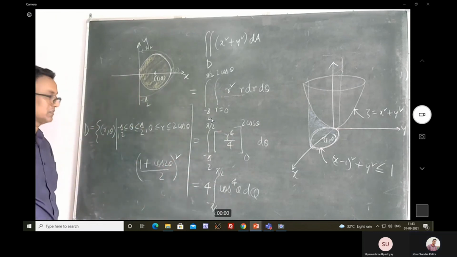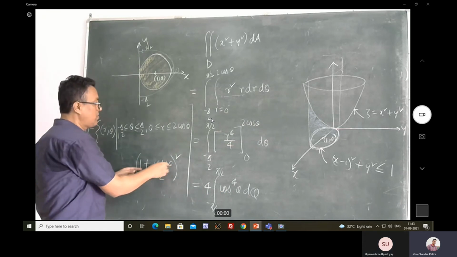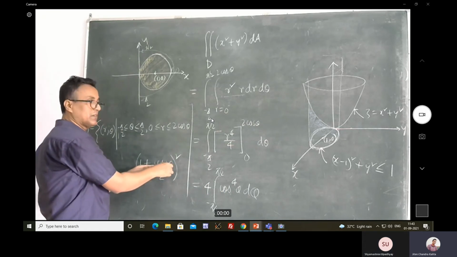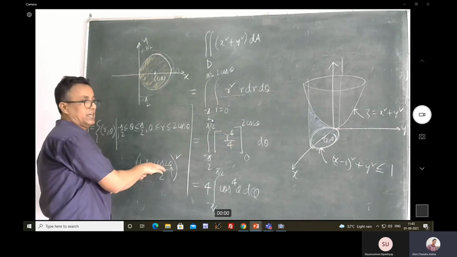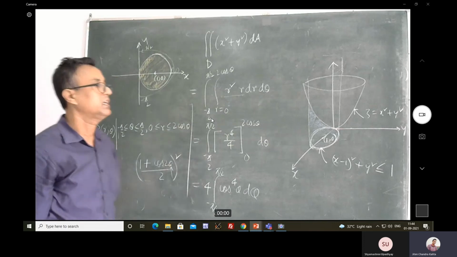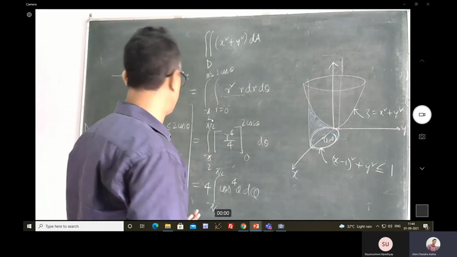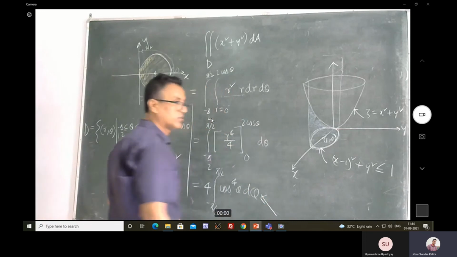Fine? Yes. Then from here, you are going to have a cos square 2 theta term. Again, convert cos square 2 theta into cos 4 theta. And finally, you will be able to integrate it. So the answer is 3 pi by 2. Eventually, you should get 3 pi by 2.